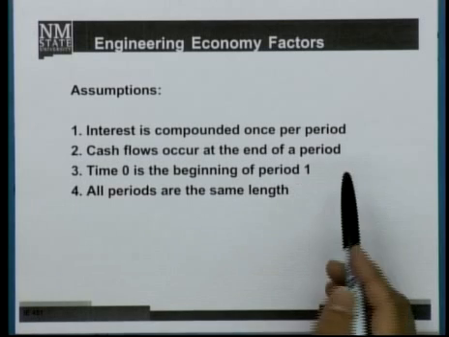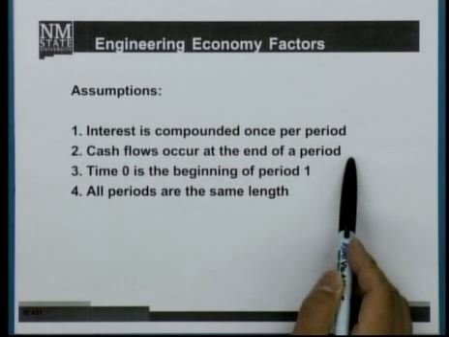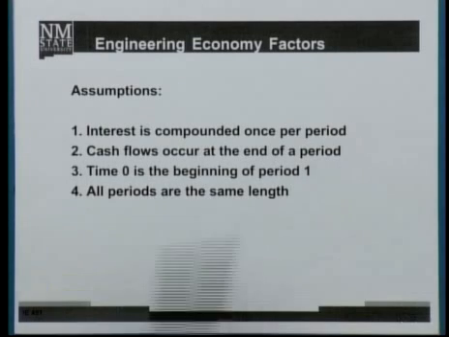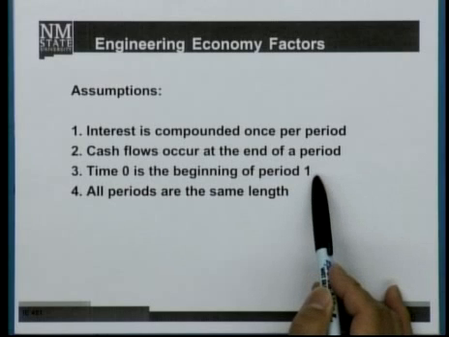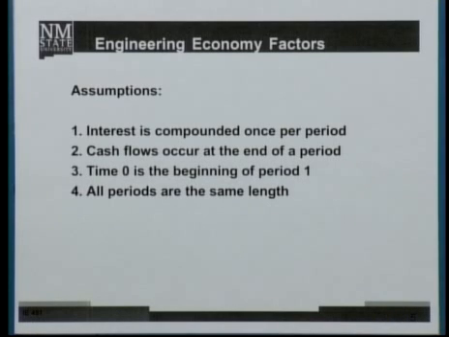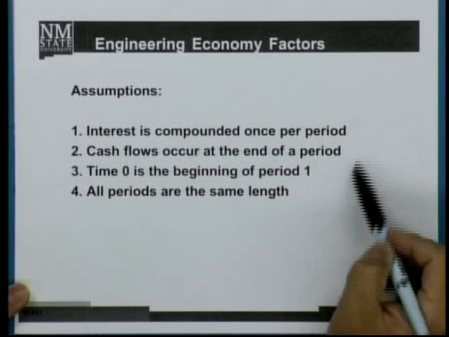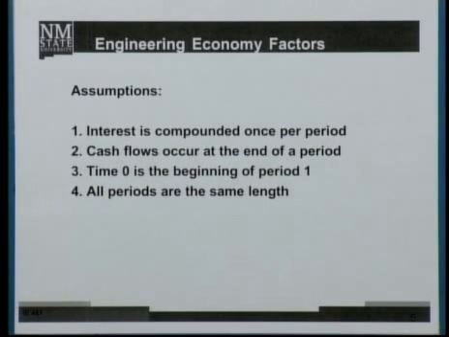Okay? And the cash flow occurs at the end of a period, except the first cost and prepaid expenses. The first cost occurs at time t equals 0, that is, the beginning of period 1. And all the periods are the same length. So just to remind you, our engineering economy analysis is based on the engineering economy factors, which are based on all these four different assumptions.